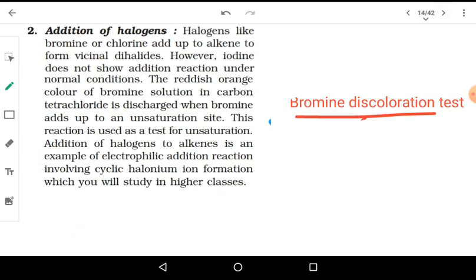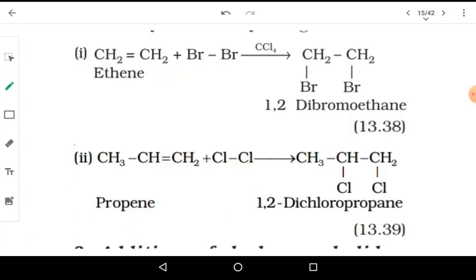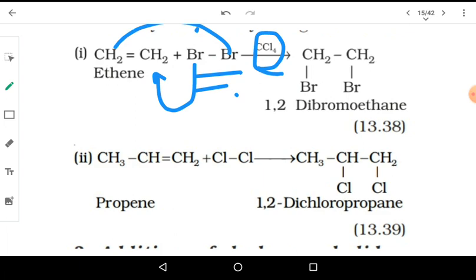Now let us move on to the addition of halogens. Halogens means dihalogens, that is X2. So when we are reacting it with X2, what are we getting? Let us see the reaction. We are using carbon tetrachloride as the medium for the addition of dihalides. So one of the bromine is going to be adding to one of the carbon, and another bromine is added to another carbon, so we get a vicinal dibromide.